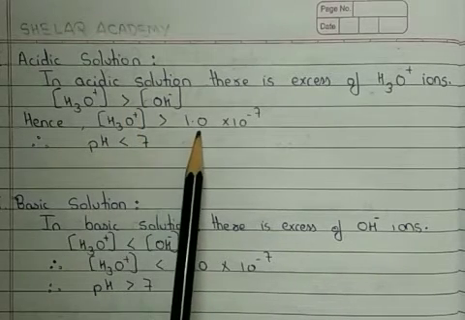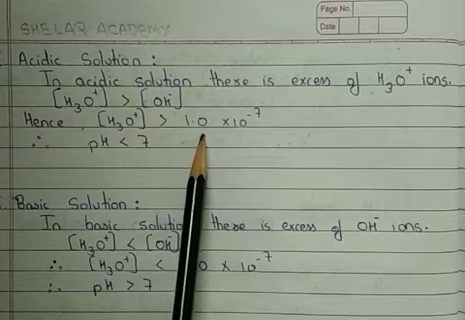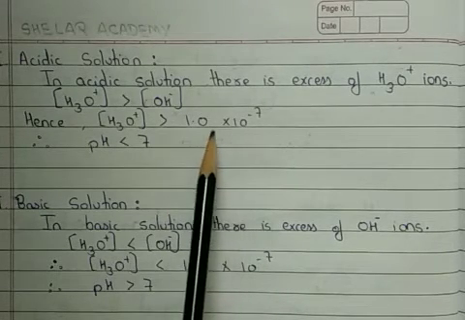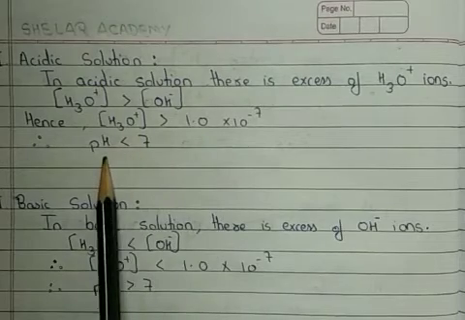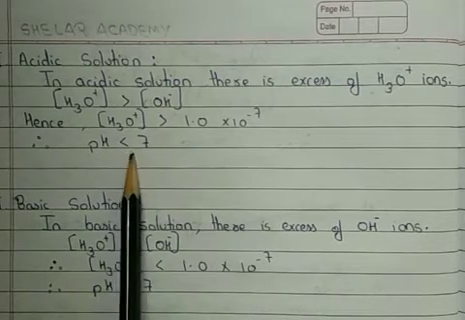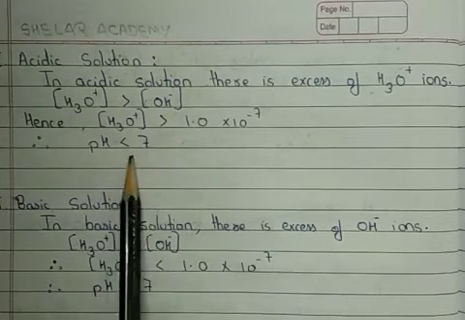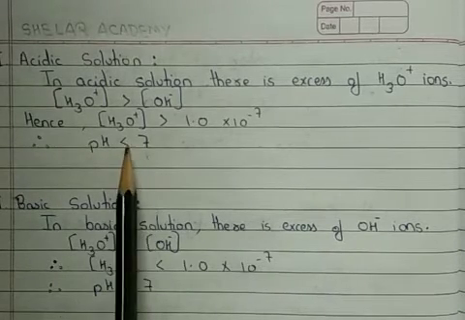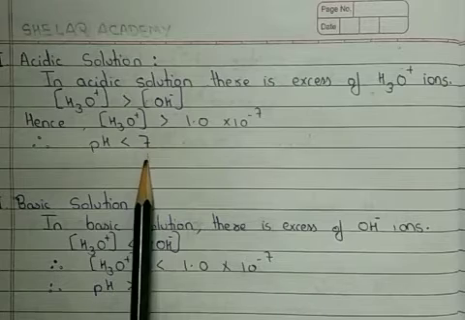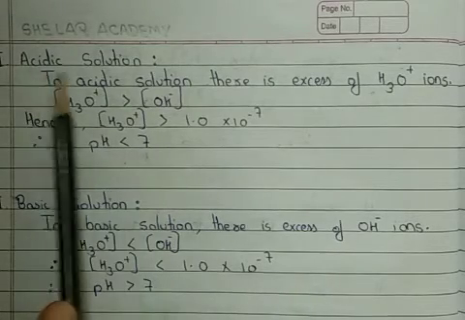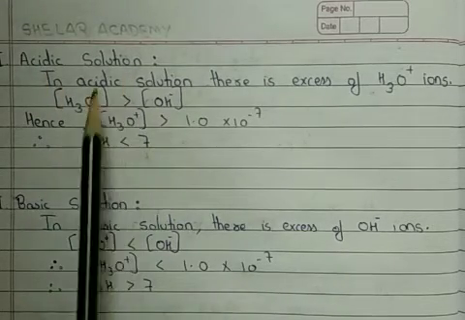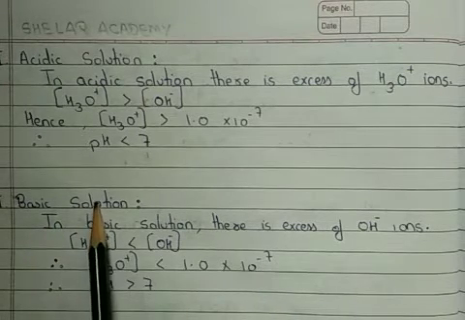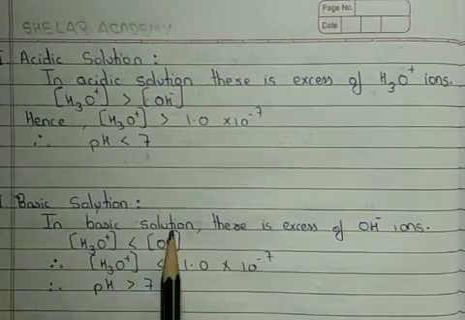So in this, as the value is greater than 1.0 into 10 to the power minus 7, if I find its log, the pH value will definitely come less than 7. So when pH is anything from 1 to 7, or 1 to 6.9 to be precise, then the given solution is acidic.